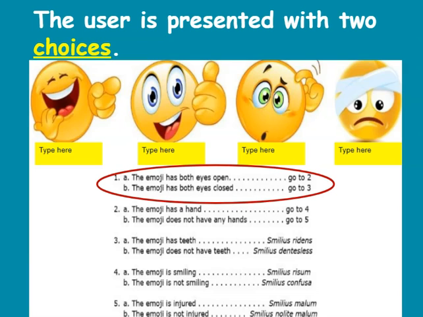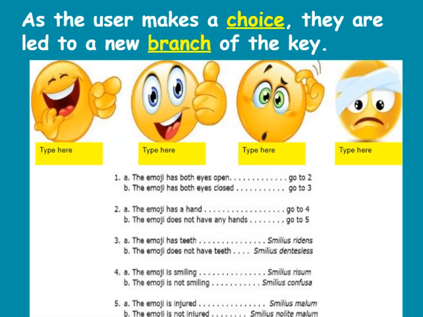So there's a pair of statements. As the user makes a choice, you're led to the new branch of the key. Right? So the emoji has both eyes open. You go to 2. 2 says the emoji has a hand. That's 2A. 2B says the emoji does not have any hands. So if it has a hand, you would go to 4, right? If it does not have any hands, you would go to 5. So it's leading you to a new branch of the key.